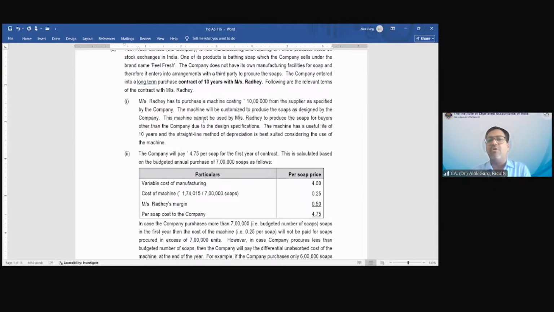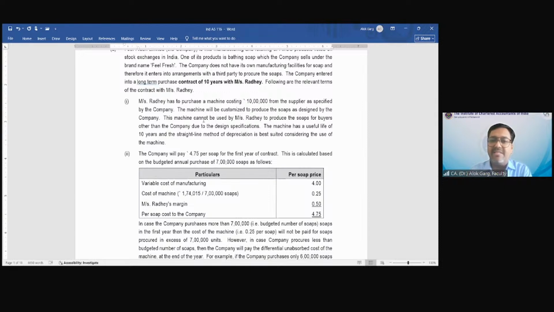This machine cannot be used by Radhe to produce the soap for buyers other than the company due to the design specification. And this machine is dedicated for whom? For the company, for this FMCG company, Feel Fresh. Radhe cannot use this machine for the other customers.